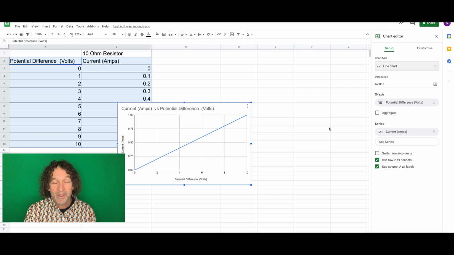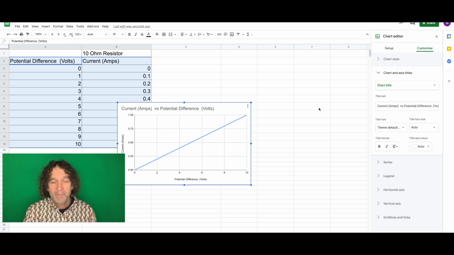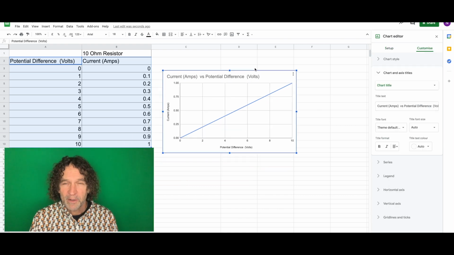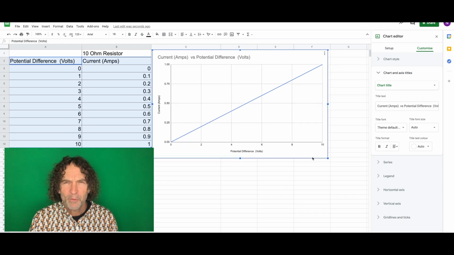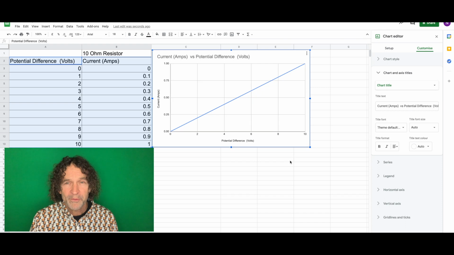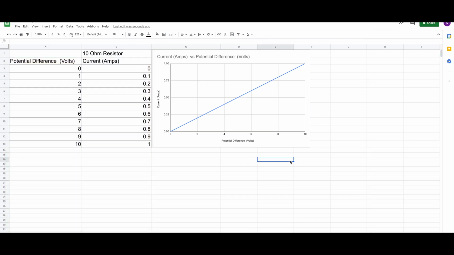And once you've done that, you can just drag it into place, screenshot it, or find some way of submitting it. The main thing is to look at it. What does the line mean? What does the gradient of the line measure?